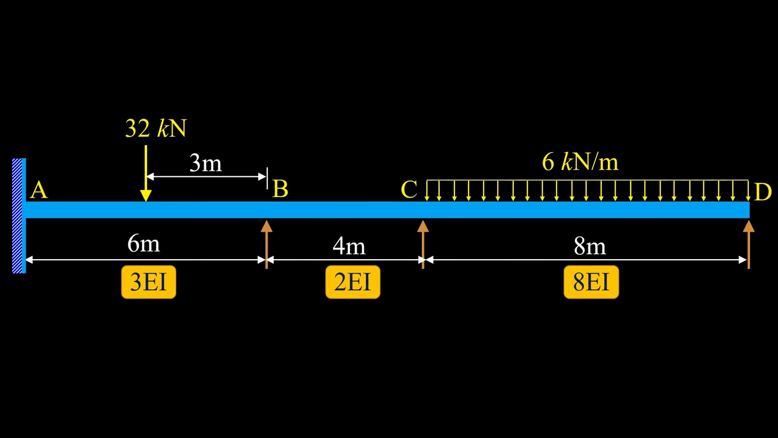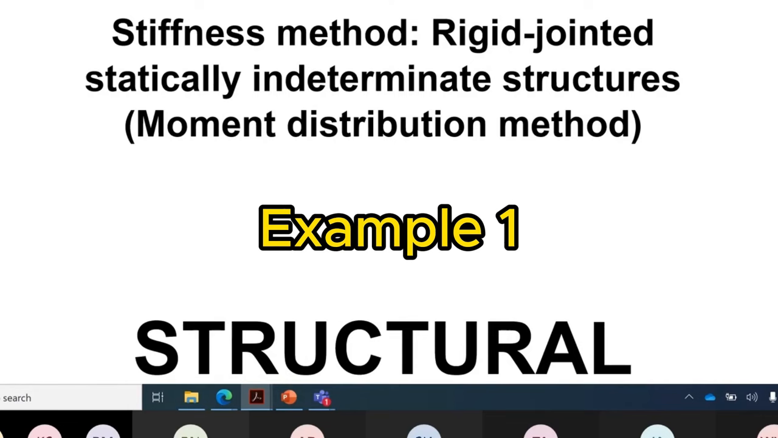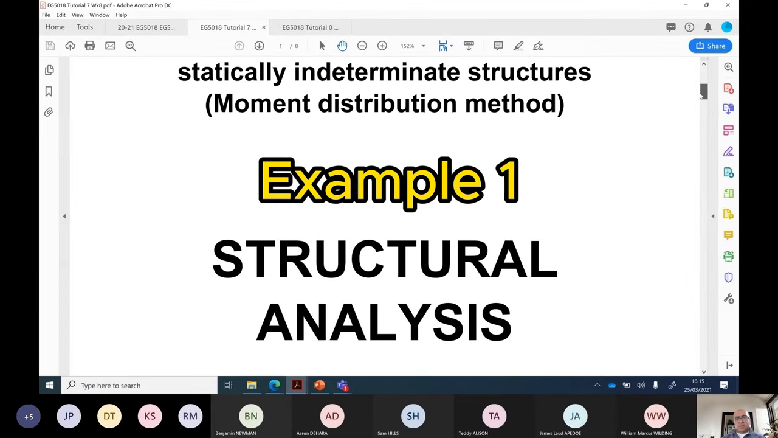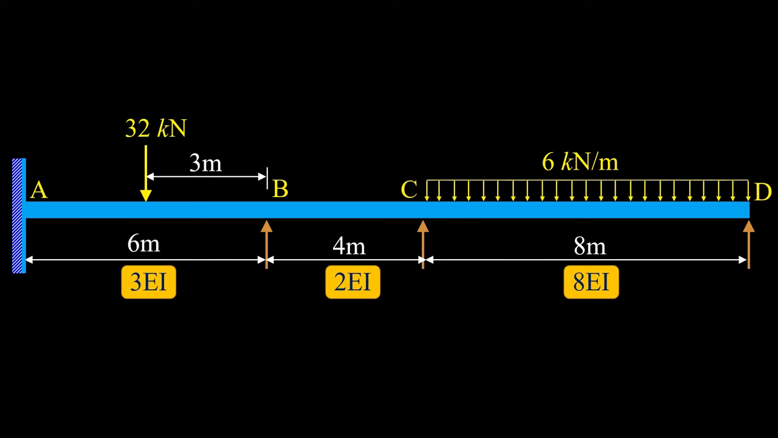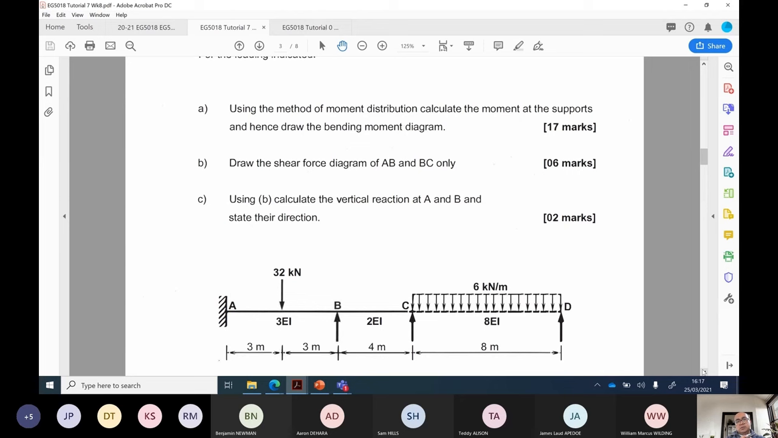In this tutorial, I'm going to talk about the stiffness method and rigidly jointed structures, or indeterminate structures. And the method that we are talking about today is the moment distribution method. In this figure, we have a continuous beam, which is simply supported at B, C, and D, and it is built in at A. Now, clearly, this is a statically indeterminate structure, and I cannot solve it without using the methods for statically indeterminate structures.